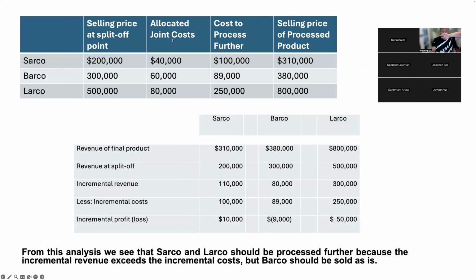Okay, so remember, you have a joint process. You have a split off point, right? The joint cost happened in that common process right before reaching that split off point. So now we are talking about going forward from the split off point. So those joint costs are irrelevant. They happened in the past. You cannot change it. So this is the joint cost, the sunk cost.